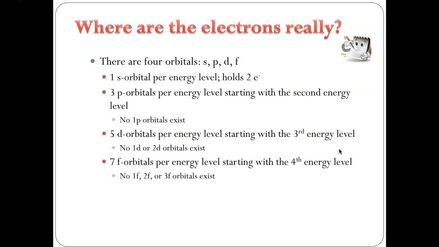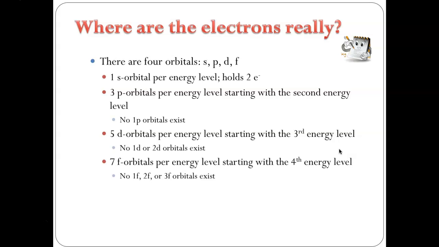So here we have four different types of orbitals. We have S, P, D, and F. Also, I would write this down: S, P, D, and F. There's one S orbital per energy level at every energy level. S is in every energy level, and there's just two S electrons per energy level.